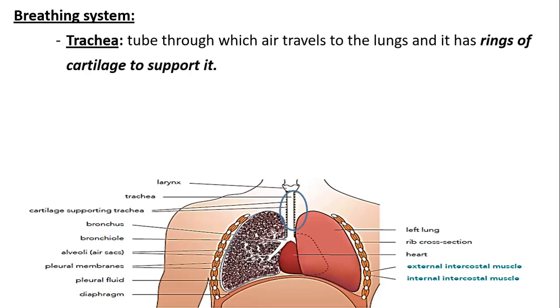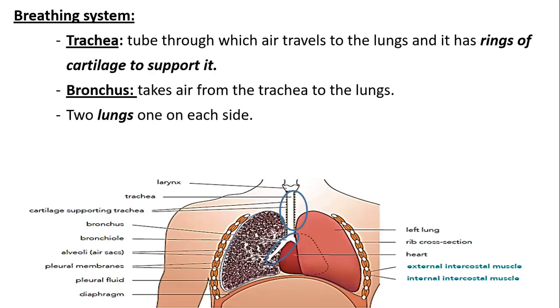Okay, let's take another look at the breathing system. Here you see, this is the trachea or the windpipe. It's a tube that is made of rings of cartilage. Why? To keep it open, we have to support it. So those rings of cartilage keep it open to allow the air to pass through it.